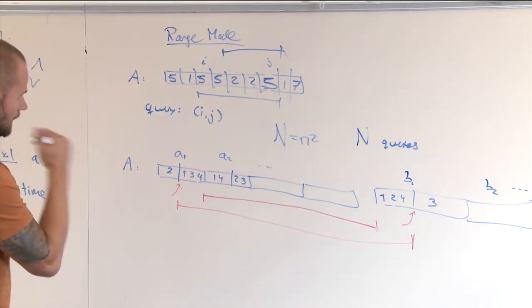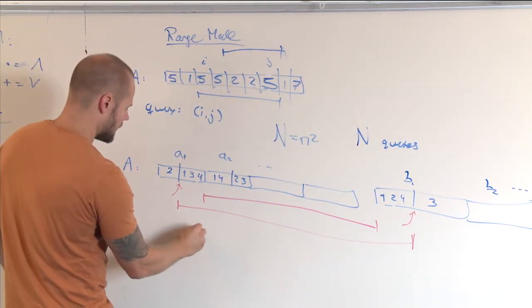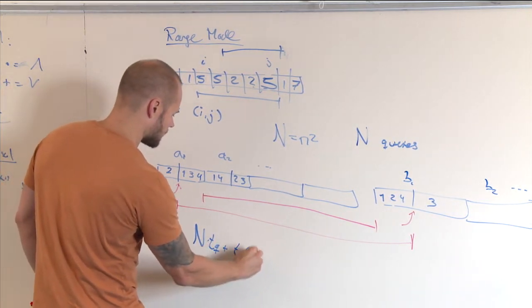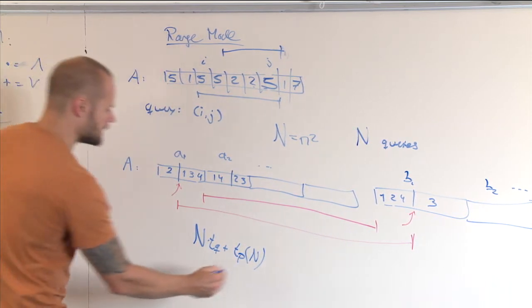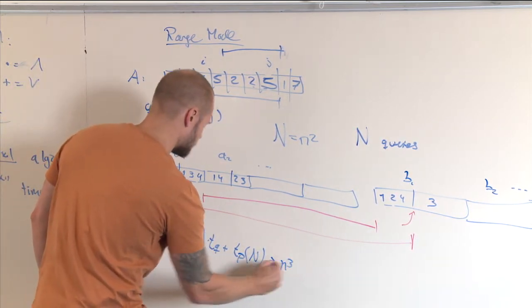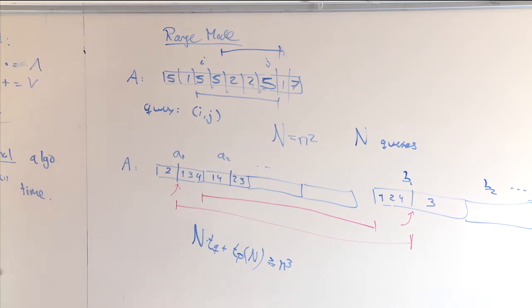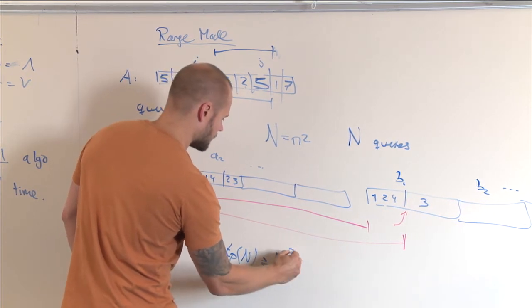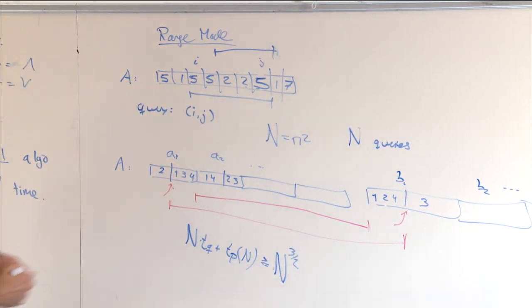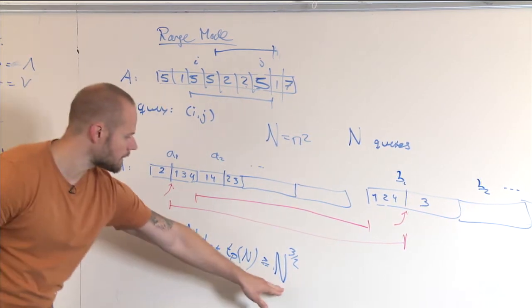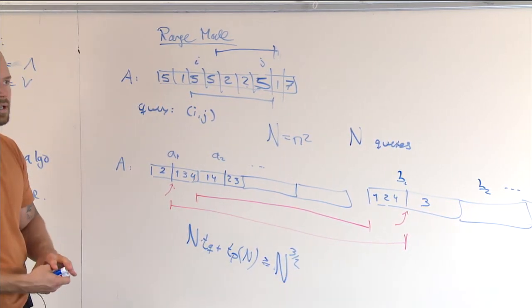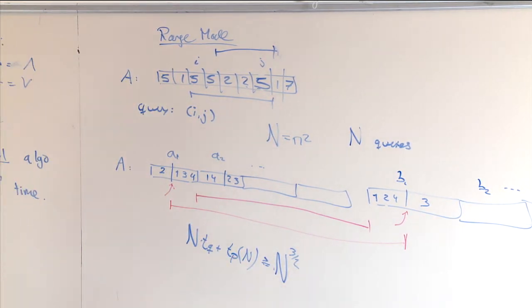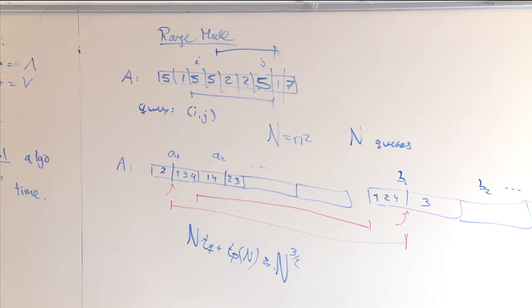So I guess n times the query time plus the pre-processing time on an input of size n has to be at least, I guess, n cubed, something like this. And then I guess you can write n cubed as just capital N to the 3/2, right? Which means that either the query time is square root n, where n is now the size of the array, or the pre-processing time is n to the 3/2. And that's a matching upper bound actually for this problem.